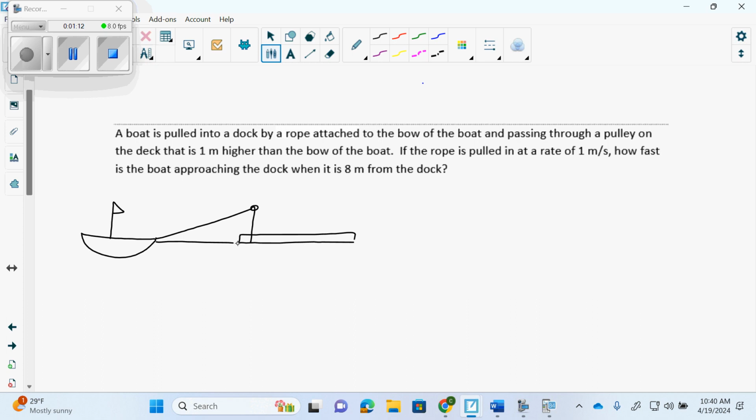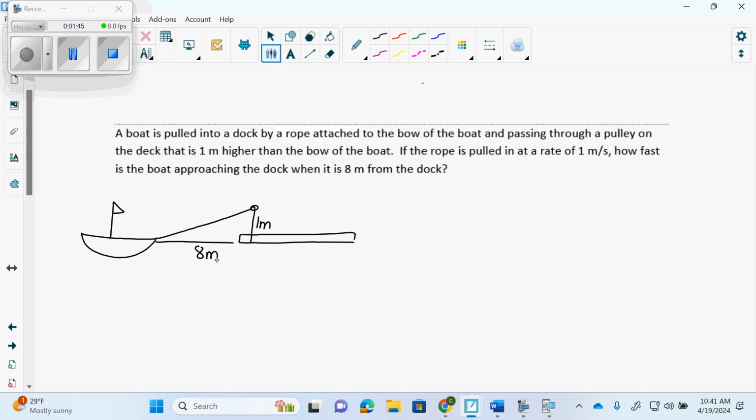So a boat is pulled into a dock by a rope attached to the bow of the boat and passing through a pulley on the deck that is 1 meter high. So this pulley here is 1 meter high. If the rope is pulled in at a rate of 1 meter per second, how fast is the boat approaching the dock when it is 8 meters from the dock? So is the hypotenuse 8 meters or is this bottom one 8 meters? The bottom one is 8 meters.